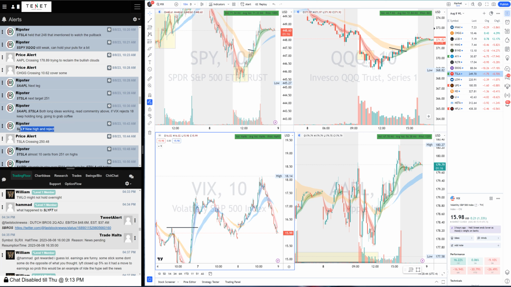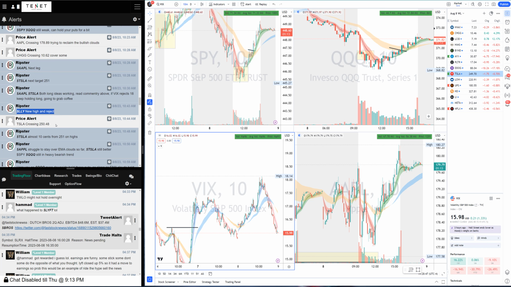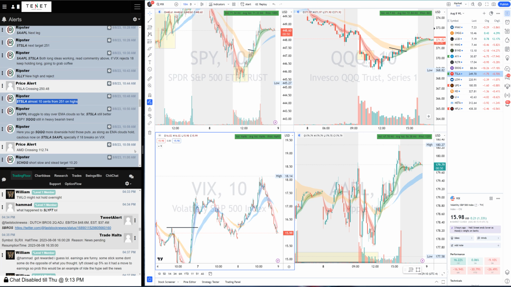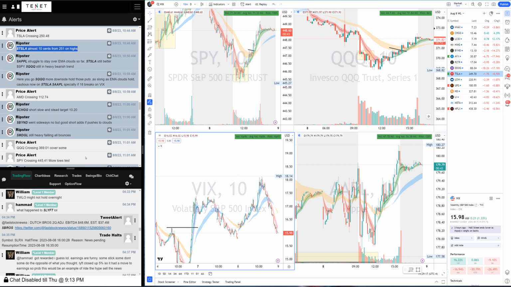I want to grab my coffee. So I left, but Lilly was a new high, and here were the price alerts going on Tesla. Almost 10 cents from my target on Tesla. That was a nice long. You guys saw when I covered my short, I talked about going long, right? Change the bias, go with the system. System tells you go do this, you do that, right? So Apple was kind of still struggling, and QQQ we talked about, hold the put, especially if the 18 breaks, and then QQQ gave us this low, and that's where we started covering.